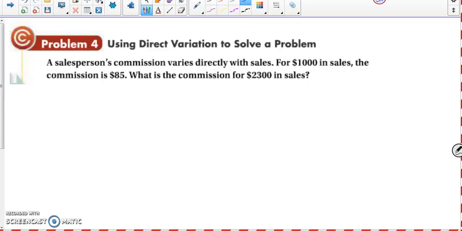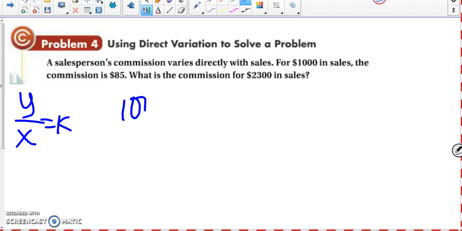And lastly, we can use direct variation to solve a problem. So if a sales commission varies directly with sales, so for $1,000 in sales, the commission is $85. We want to know what is the commission for $2,300 in sales. We're going to once again set up a proportion. We know that y over x is equal to k. So both of these proportions of y to x need to be equal to the same number. That's why we can set them equal to each other.